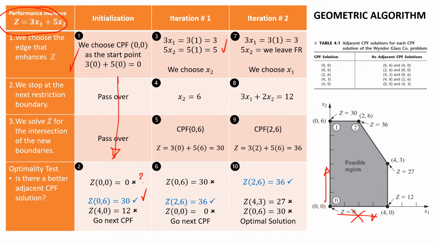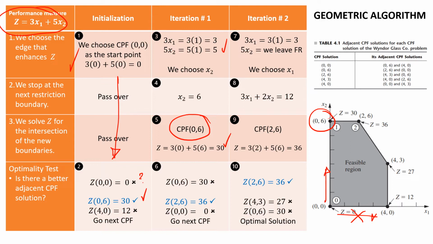Okay, so step number 2: we stop at the next restriction boundary. We decide to go all this way, and here we got one restriction boundary, which was x2 equals 6. So we stop there, and at this point we got the (0,6) value. Then we solve the performance measure for the intersection of the new boundaries. That means we measure with (0,6), and it gives us 30.